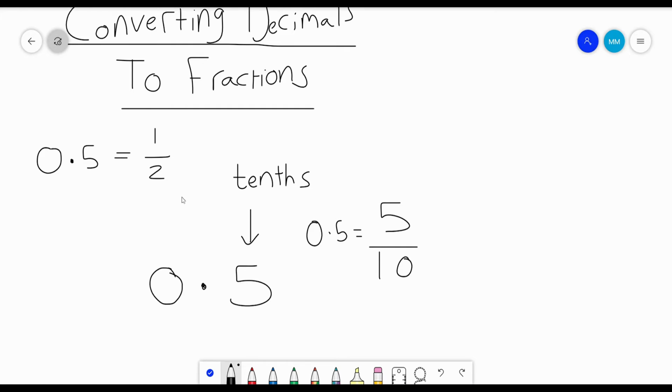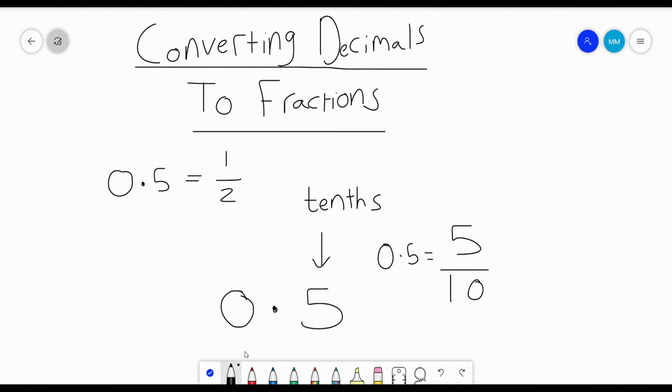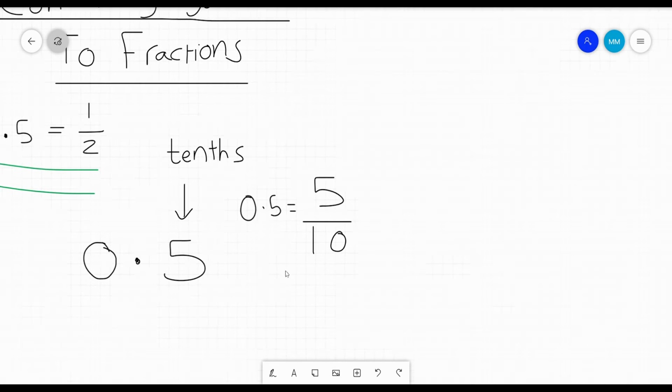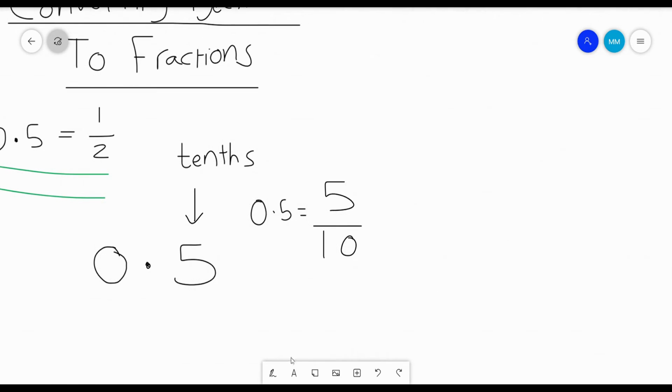But some of you are saying, yeah, but hang on, you just told me over here that 0.5 equals a half. Well, I did tell you that, so let's go back and explain why. The reason the 0.5 equals a half is because one of the rules of fractions is if you can, you must simplify. And this 5 over 10 or 5 tenths can be simplified.